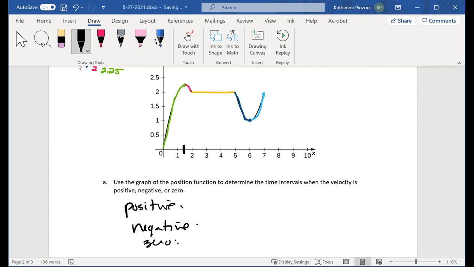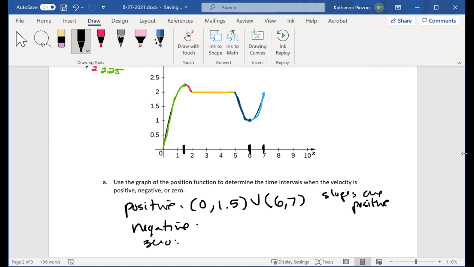Where else? 6 to 7, that light blue section at the end. So it's moving forward from 0 to 1.5 and from 6 to 7. So the green section and the light blue section, when the slopes are positive.